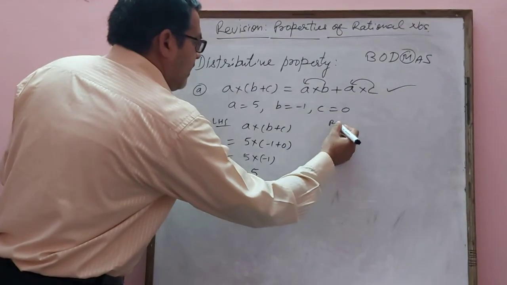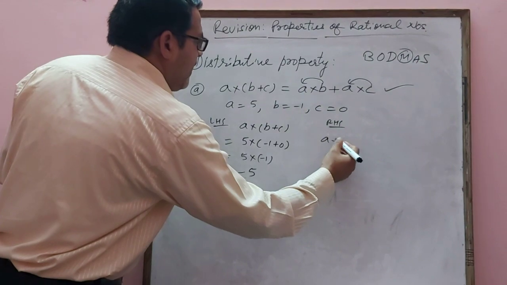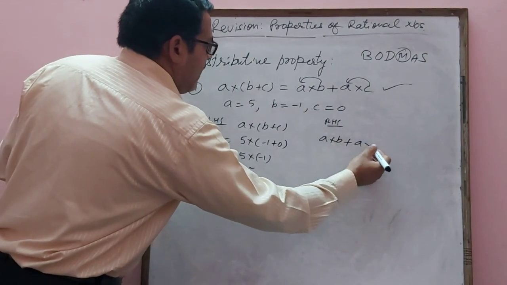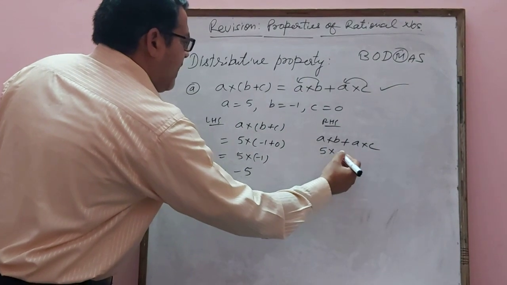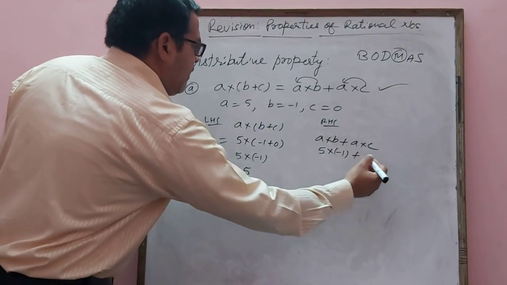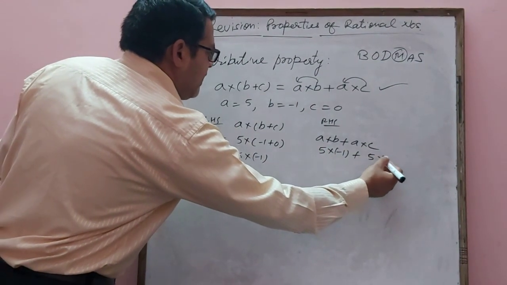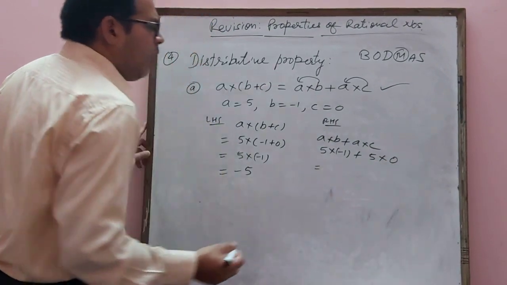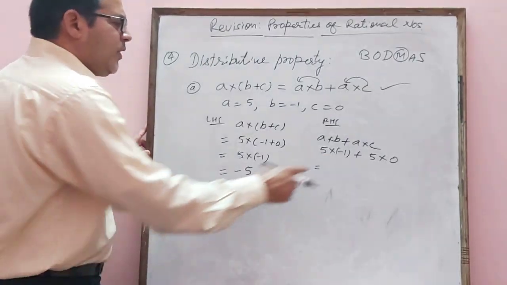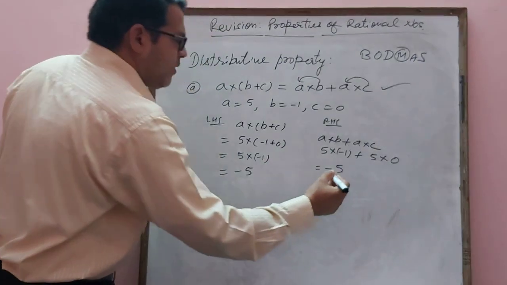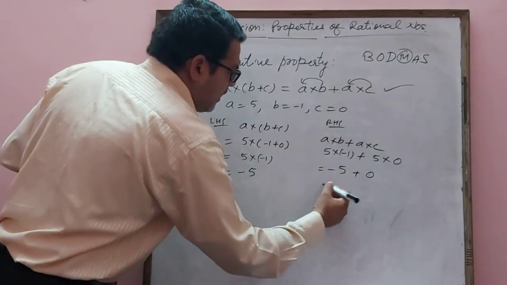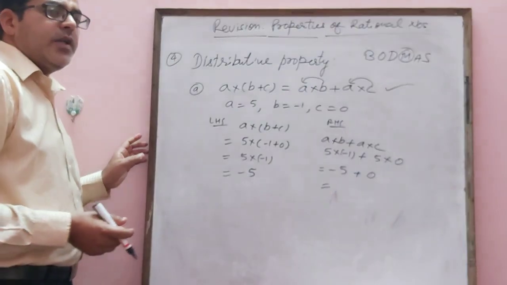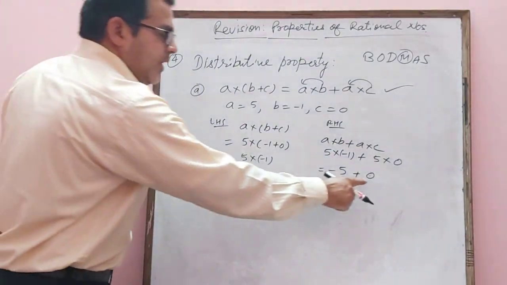Now the right hand side. A into B plus A into C. So the value of A is 5, value of B is minus 1, value of A is 5, C is 0. Now 5 multiplied with minus 1 gives minus 5, then 5 into 0, we know that if we multiply any number with 0, the result is always 0.